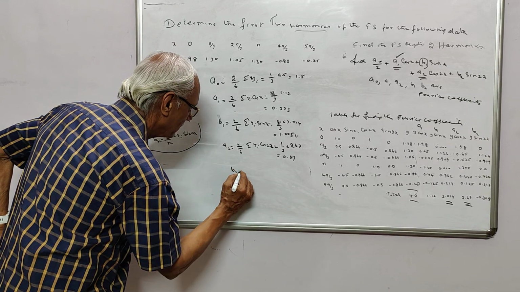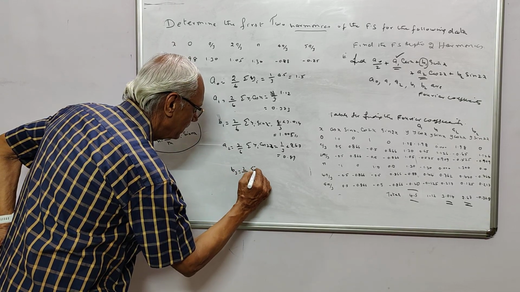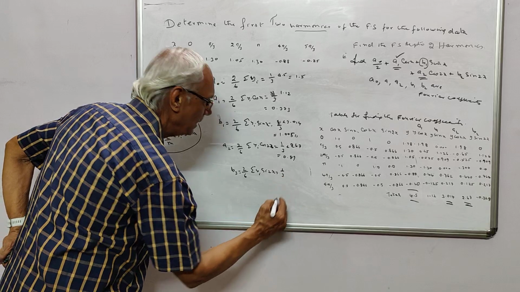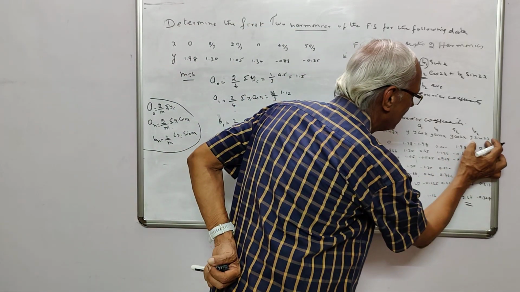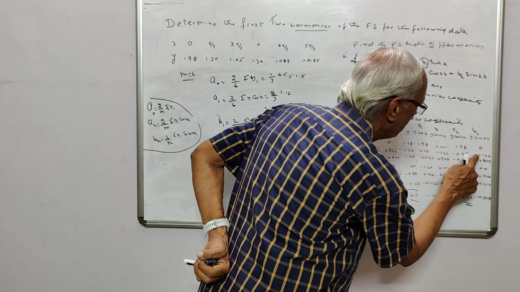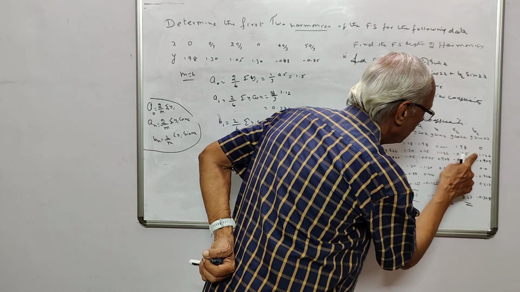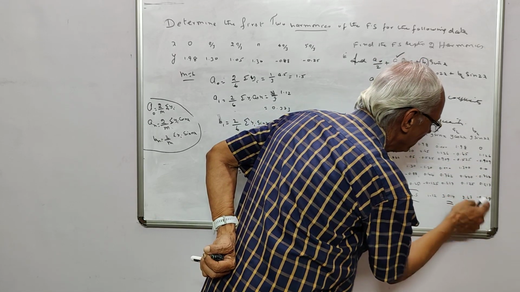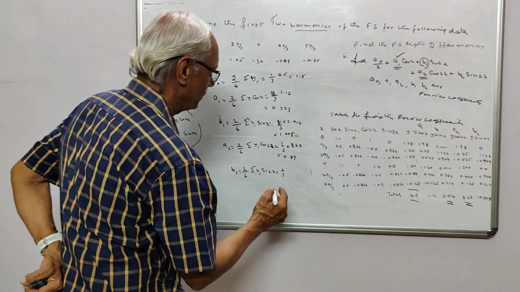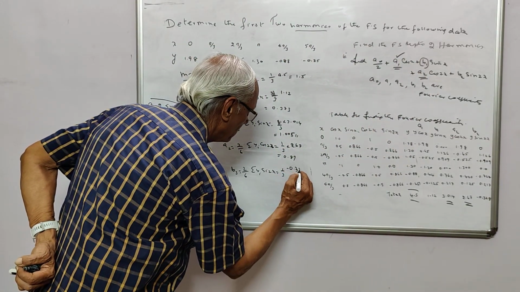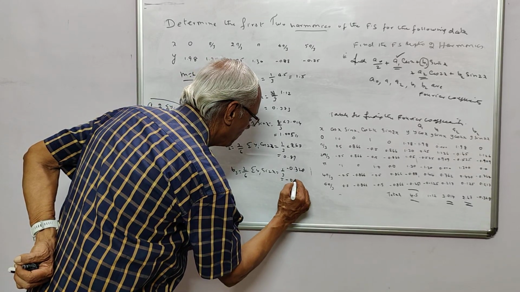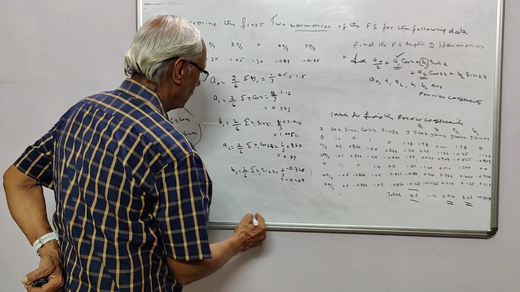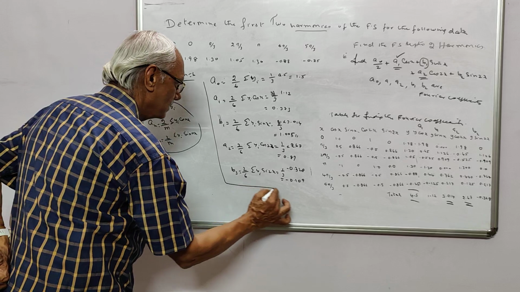Then what is B2? 2 by 6 into sigma of y sin 2x. See, can you see this y sin 2x? This is your summation: y1 sin 2x, y2 sin 2x, y3 sin 2x, like that it goes on up to y6 sin 2x. Add up everything, minus 0.328, which gives minus 1.9. So I have got all the coefficients.